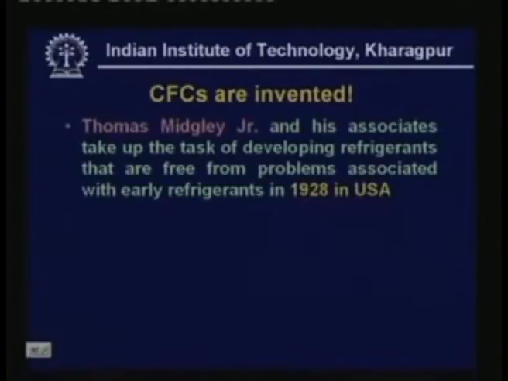Thomas Midgley Jr. and his associates working at Frigidaire Laboratories were asked to develop new safe working fluids to be used as refrigerants in refrigeration systems. Thomas Midgley was already famous for his invention of tetraethyl lead, which was an important anti-knock agent. So, he was asked to develop safe refrigerants. What he did was carry out a systematic study of the periodic table, and he started eliminating the elements which were found to be not volatile, toxic, flammable, or inert. By this process of elimination, he was finally left with 8 elements.